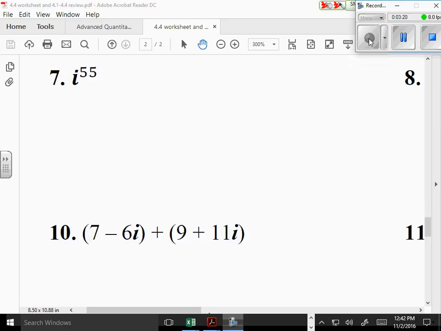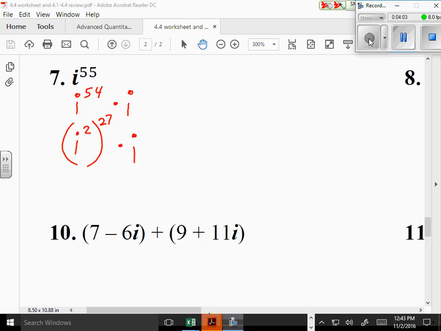Here's what we're going to do with i to the 55th. Instead of i to the 55th, I want an even exponent. So I'm going to make it i to the 54th times i. I need it to have an even exponent. And here's why. Because if it has an even exponent, I can call that i squared. 2 times what is 54? 54 divided by 2. 27 times i.